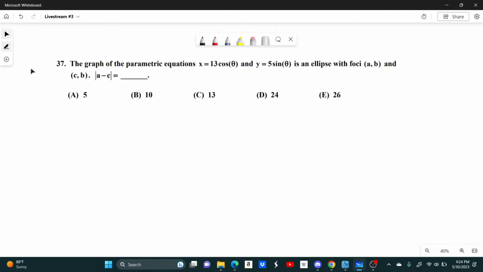All right, the graph of the parametric equation, x equals 13 cosine theta and y equals 5 sine of theta, is an ellipse with foci of (A, B) and (C, B). Find the absolute value of A minus C. Okay, you can see the absolute value of A minus C, if you think about it, is just the distance between those two numbers. So it's just the distance between A and C. That might come in handy later. We'll see.